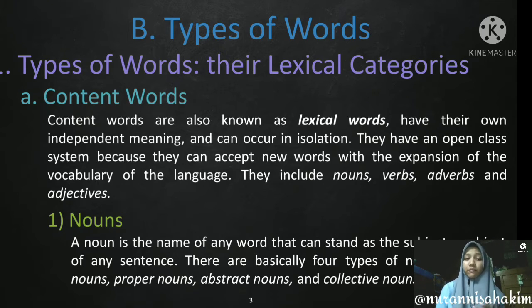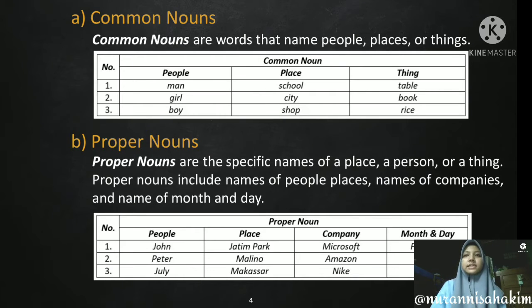A noun is the name of any word that can stand as the subject or object of any sentence. There are basically 4 types of nouns. There are common nouns, proper nouns, abstract nouns, and also collective nouns. And the first of nouns is common nouns. Common nouns are words that name people, places, or things. As you can see on the table, that is people, place, and thing.